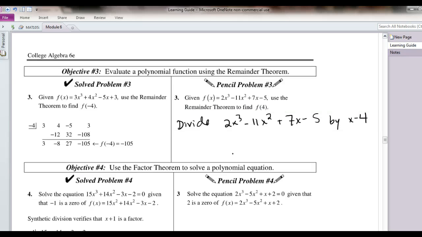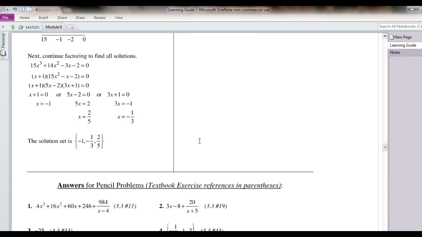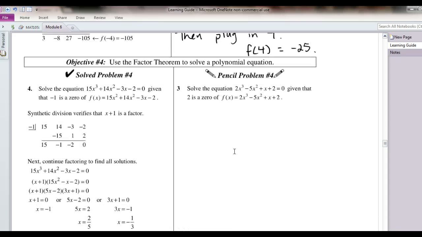So then we plug in 4. So basically for us, we saw that f of 4 equals minus 25. Okay, so let's go down and double check. Hey, look, it's minus 25. All right, one more. Another similar kind of equation.